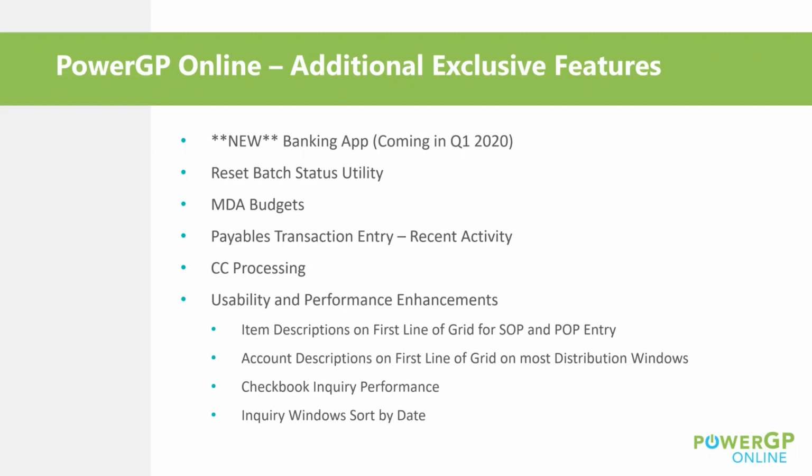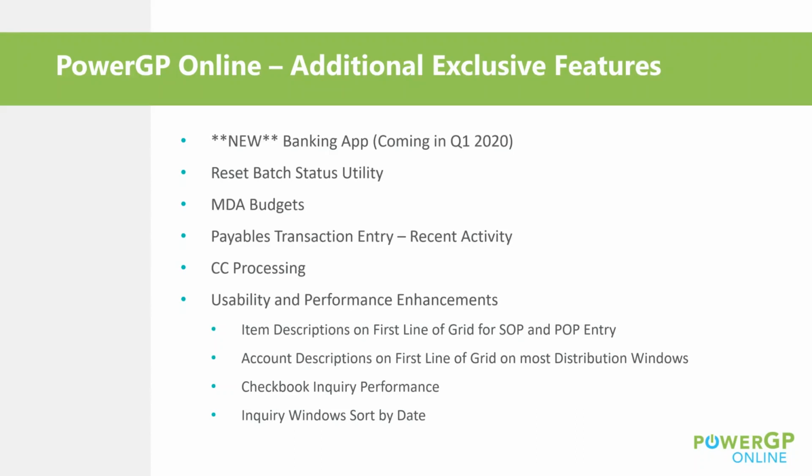Then we've got some usability and performance enhancements that we've done. These are things we've typically always done for our customers, and not only that, we've done them internally for ourselves because we are also users of PowerGP. The first one is item descriptions on the first line of the grid for SOP and POP. For those who use sales order processing and purchase order processing, the item description for everything is kind of hidden. So we've moved that to the top line, right next to the item number.